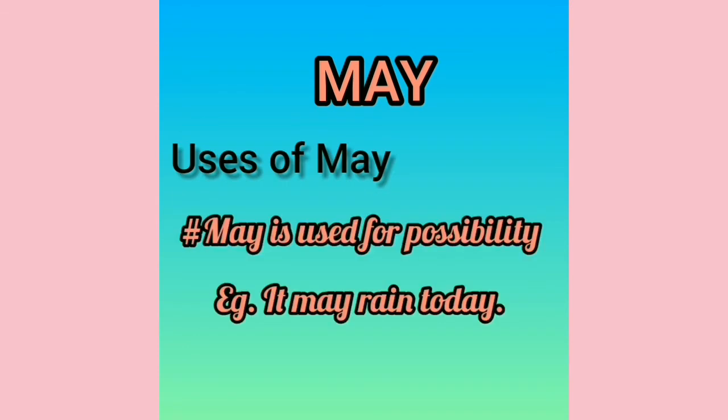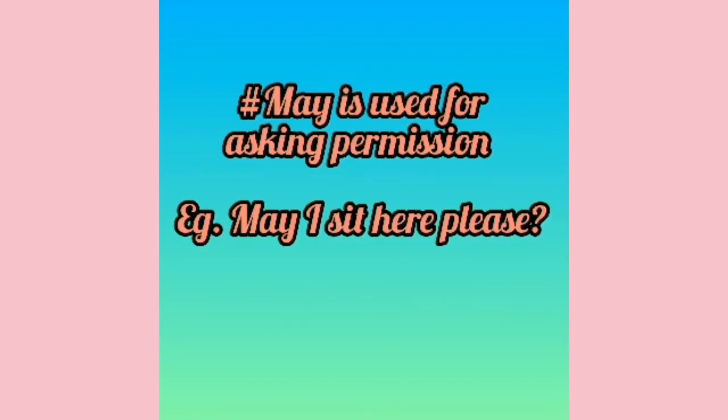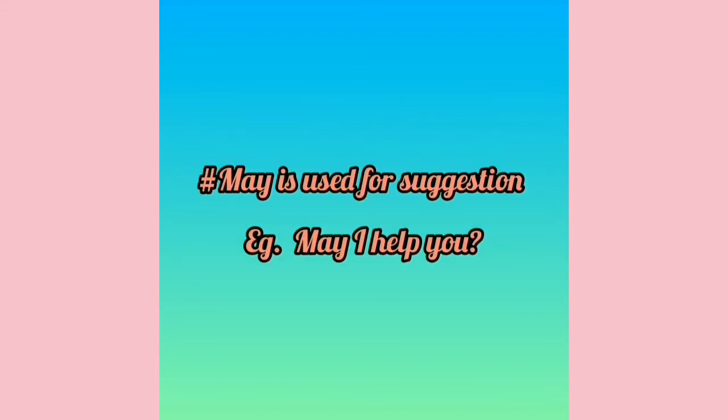Next modal auxiliary is may. May is used first for possibility, something which may happen in the future. For example, it may rain today. There is a possibility of it raining today. Next is for asking permission. Example, may I sit here, please? Next use of may is for suggestion. Example, may I help you? Offering help.